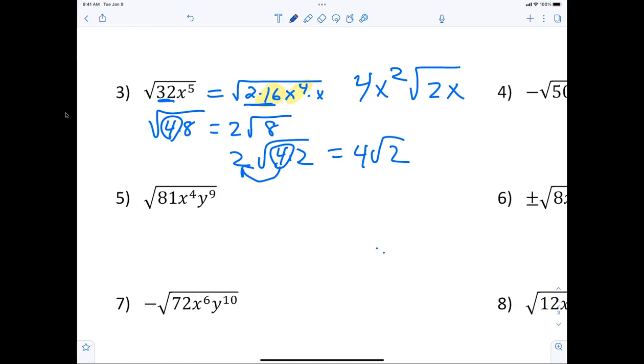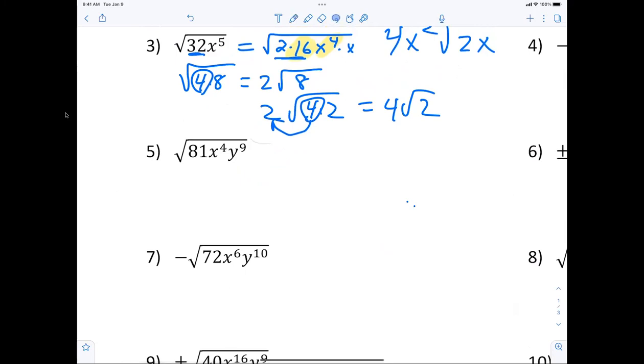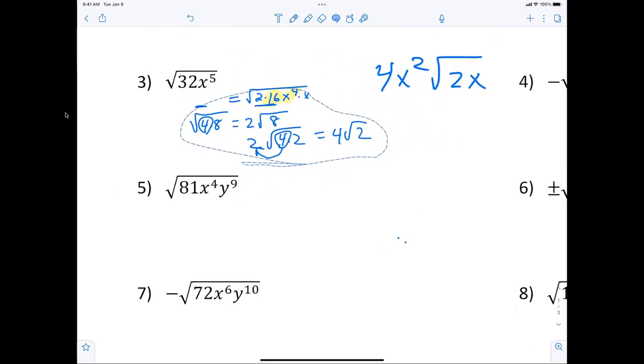All right. Now let's knock out number 5 now. Which one's the answer? 4x squared radical 2x. That's our answer.